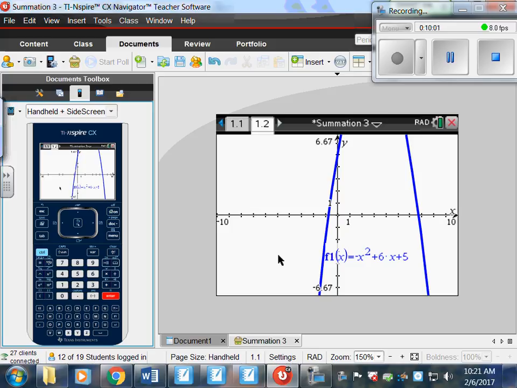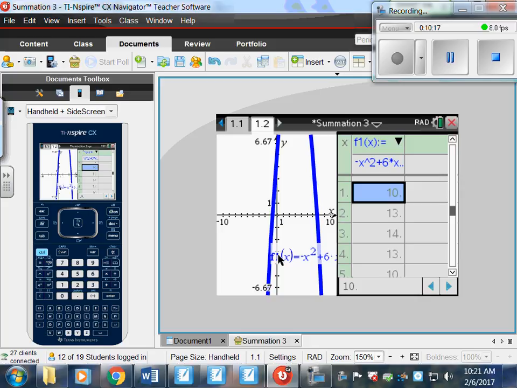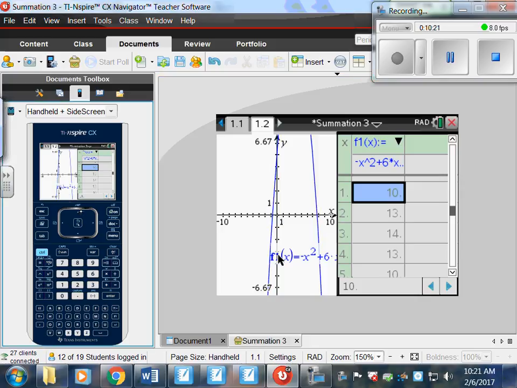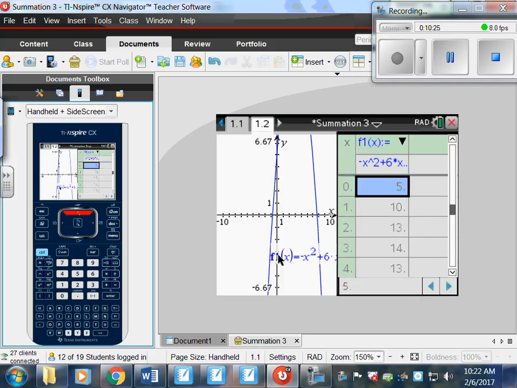And as I can see on this, it's not giving me very nice roots. They're not integer roots, but that's okay. I don't know if they're asking me for roots here. But what they are asking us to do is generate a table. So what we can do is do Control T and bring up the table. And the one thing I like to do when I'm doing a parabola is I want to look for that symmetry we just talked about. So I'm going to head up a little bit and I'm going to look for that symmetry.